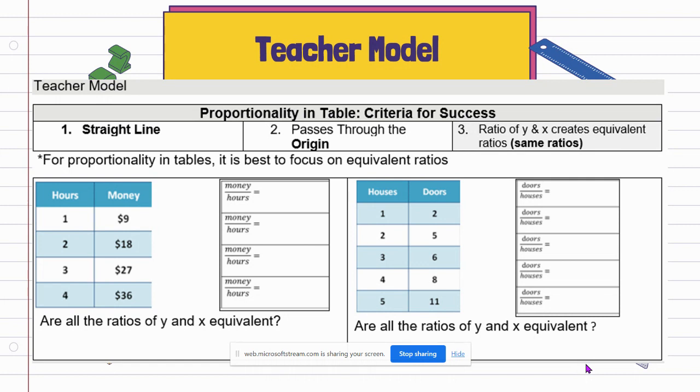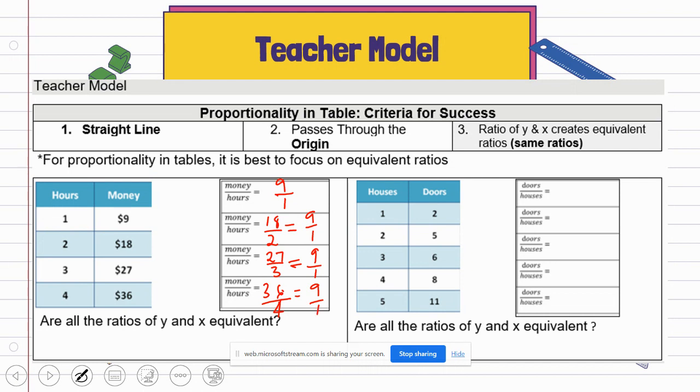Here we have money being compared to hours, money being our y, and hours being our x. So if I were to write the first ratio, I would get 9 over 1. Now if I were to write the second ratio, I would get 18 over 2, which simplifies to 9 over 1. 27 over 3 also simplifies to 9 over 1, and 36 over 4 also simplifies to 9 over 1.